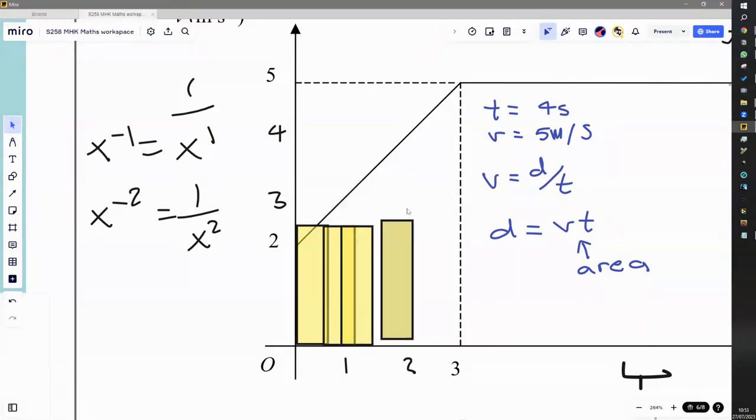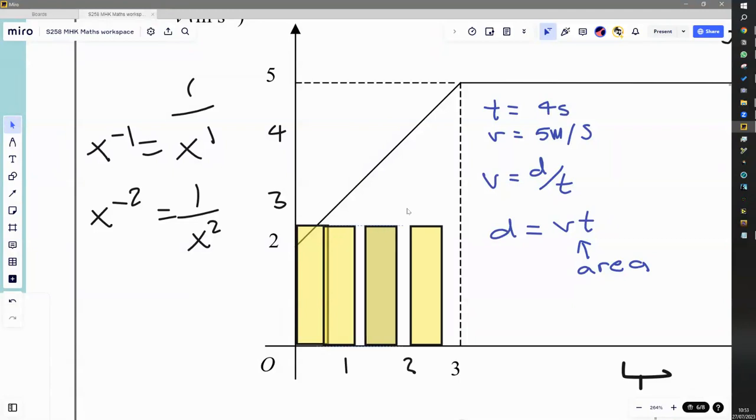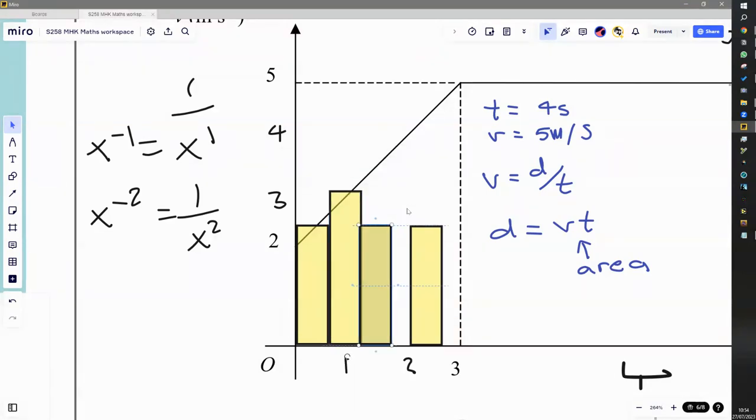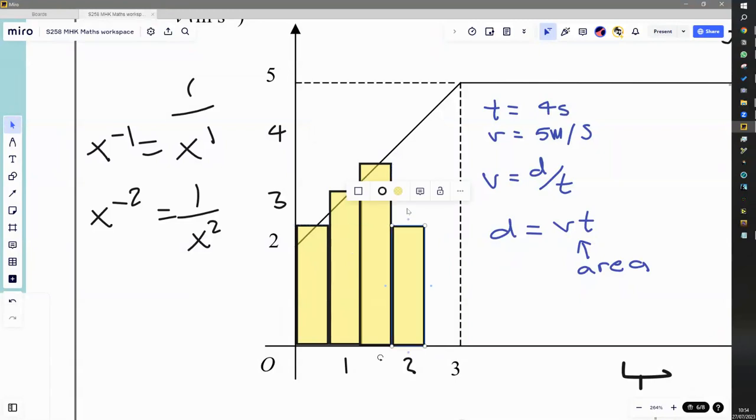Oh, okay, I wondered why that wasn't working. It all happened at once. So it would be something like this, right? Let's do one more. That worked out pretty nicely.